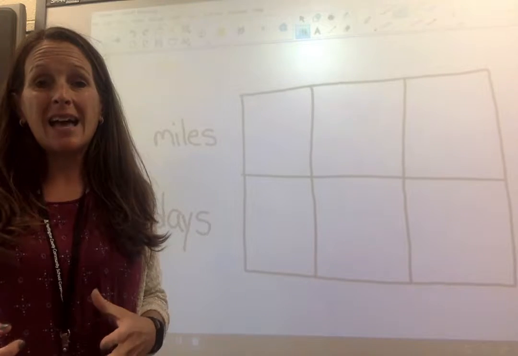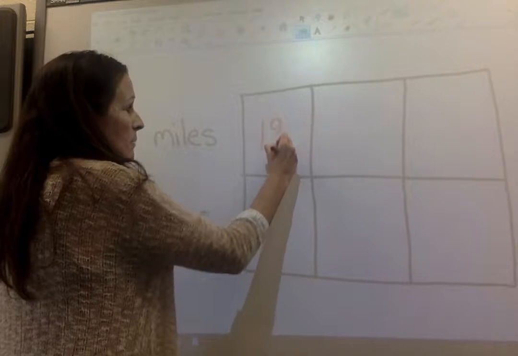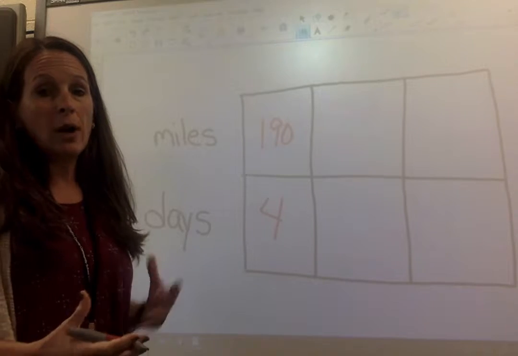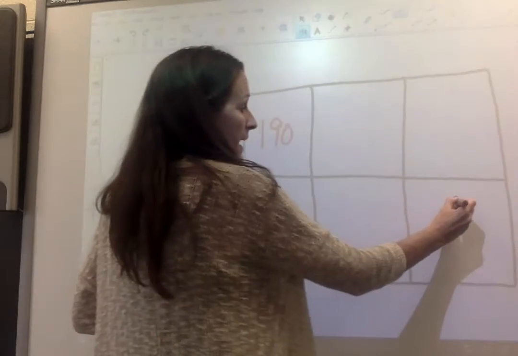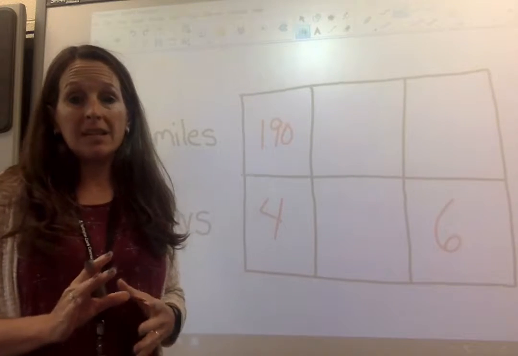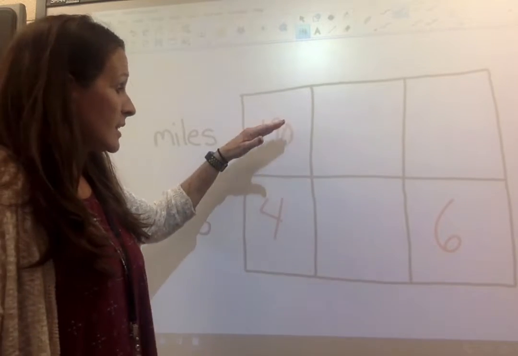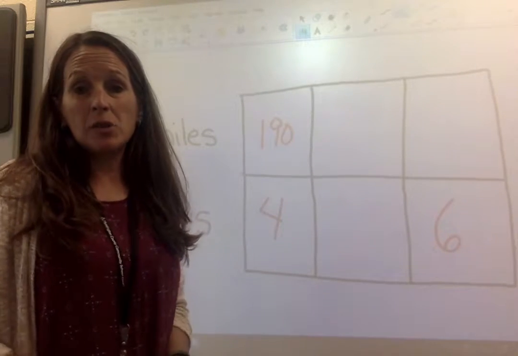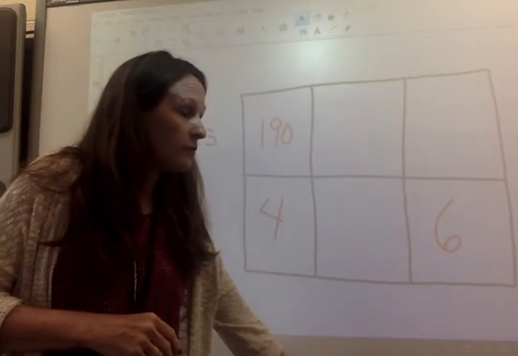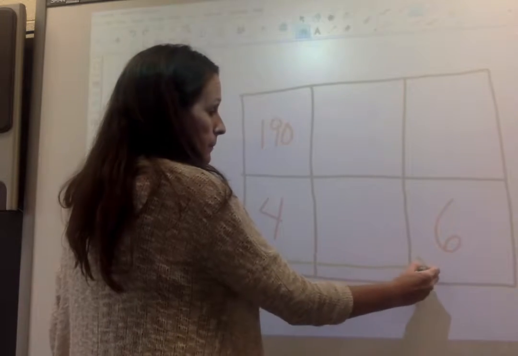The problem says something about he rode 190 miles in 4 days, and then it wants to know how many miles can he ride in 6 days. And so the first step on these problems is to fill in the table with the numbers that you are given. And so I've filled in the table with the numbers that they've given me. The second step is to ask yourself, how can I get from this number to this number?